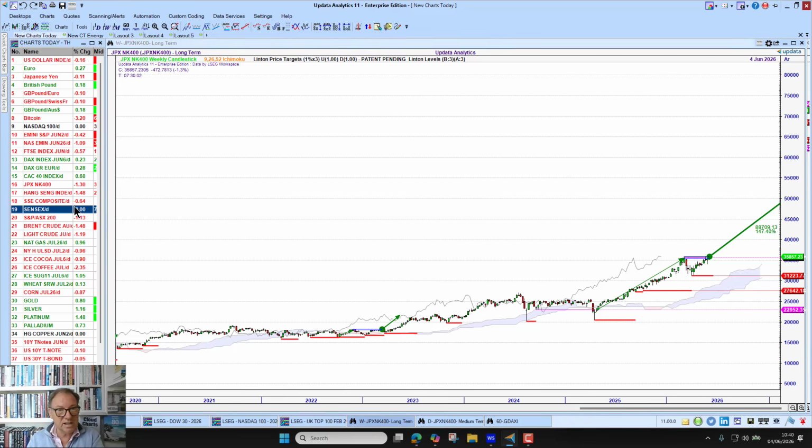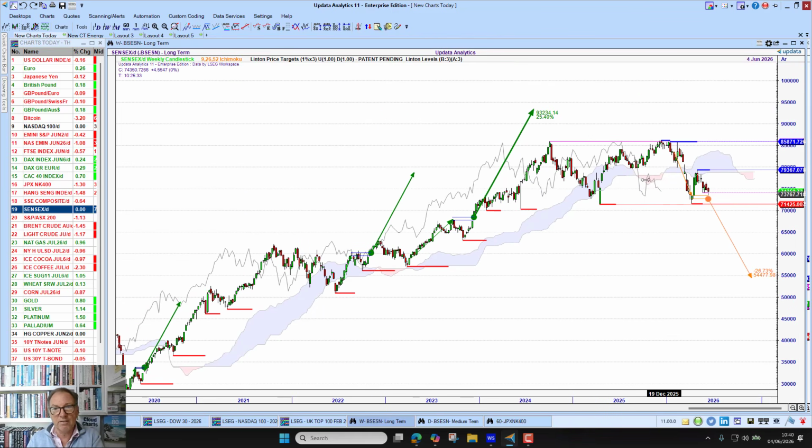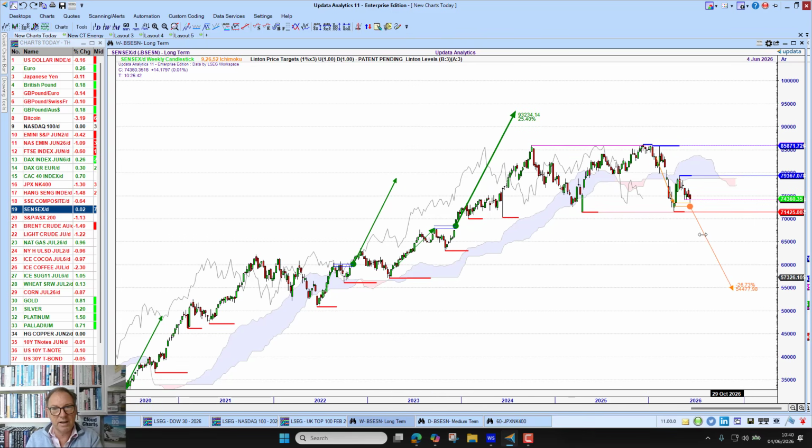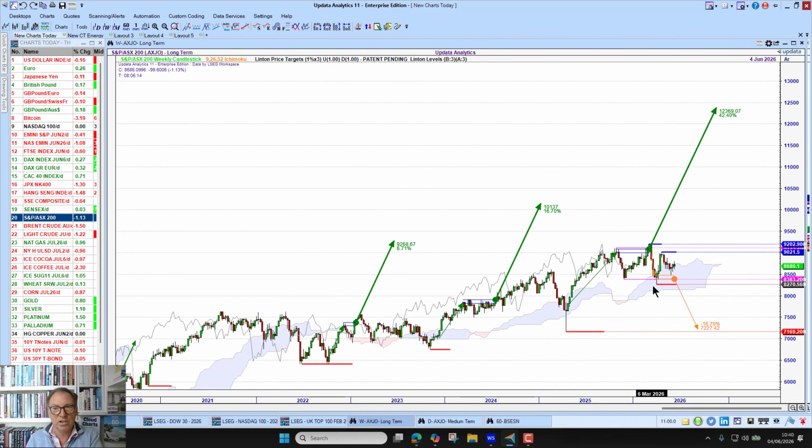The Sensex in India has been hit of late, and interestingly, we have moved below the cloud both on the price and the lagging line. So we have gone into a new long-term downtrend, having failed to break resistance, and we're waiting to see if we activate this big downside target. So things are not looking so good in India. And if we look at the Australian market, it is still in a bullish trend. We have got a downside target, but not activated. And we have got an activated upside target.